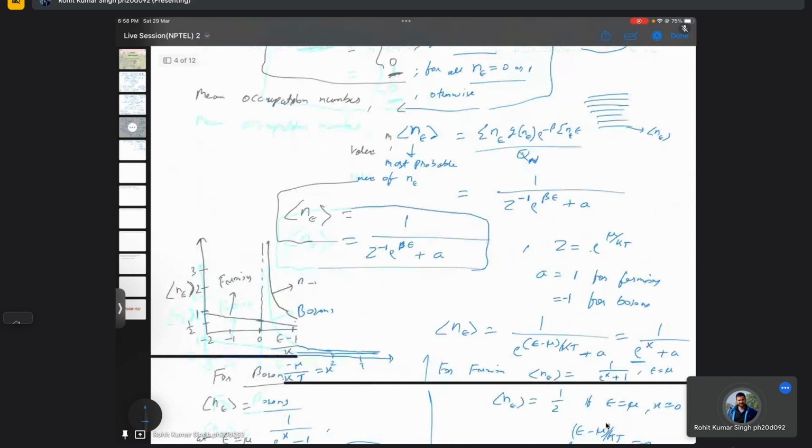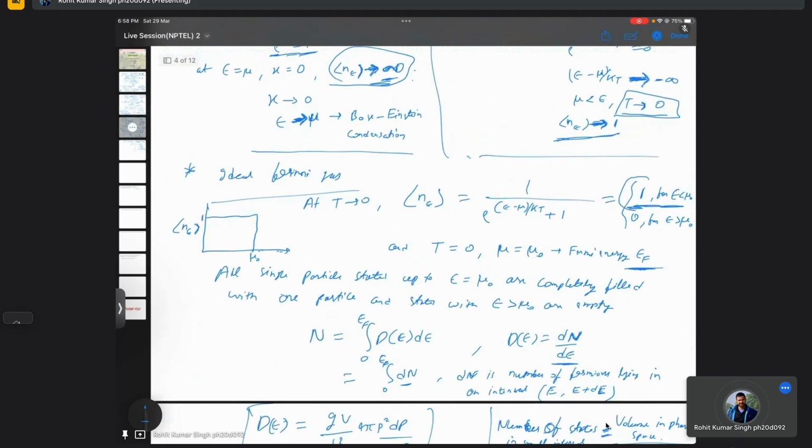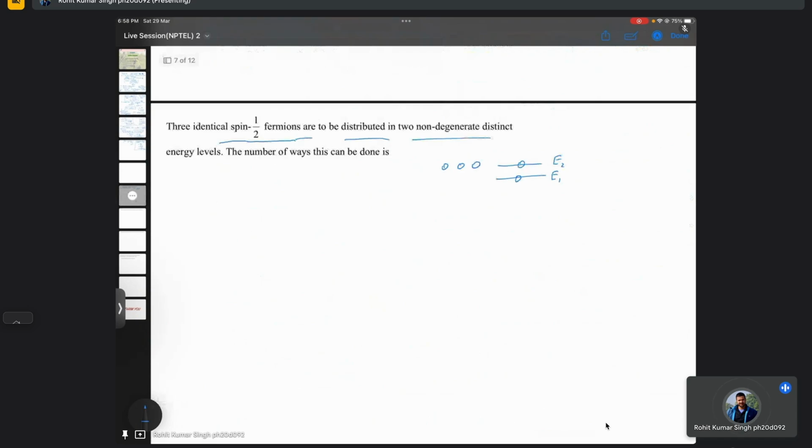As we saw, one state can only accommodate one fermion, right? But since these have spins, this might be a spin up, this might be a spin down, this might be a spin up. So two can be accommodated in one energy state with a spin up and a spin down, and then the other one can go here, right?